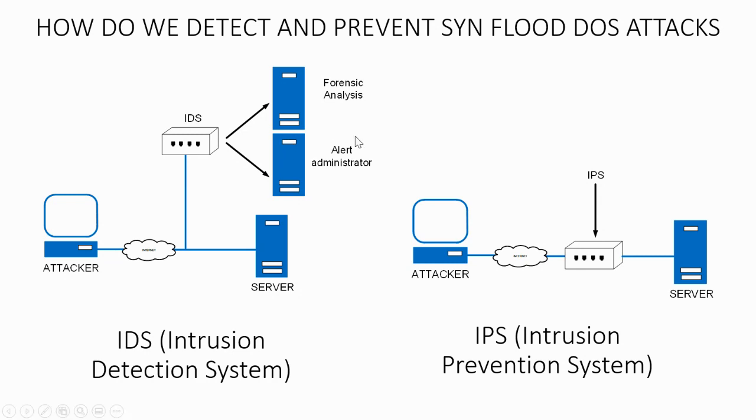On the right, we have the IPS, and we see the appliance sits inline. So all the traffic sent from the attacker will traverse the system. If the appliance sees malicious traffic, it can stop it dead in its tracks by preventing it from reaching its final destination.